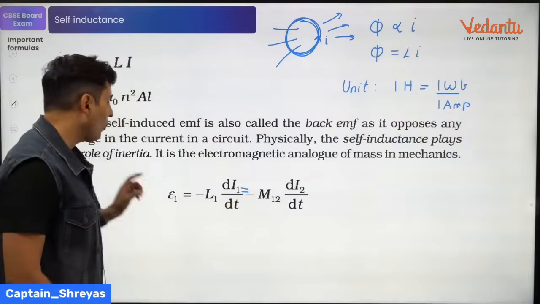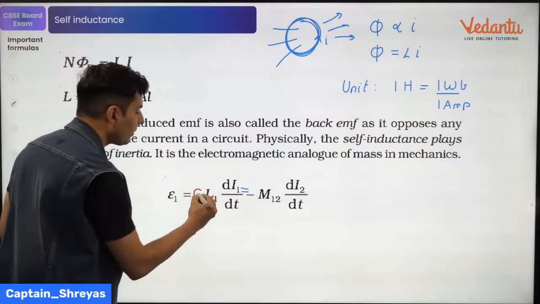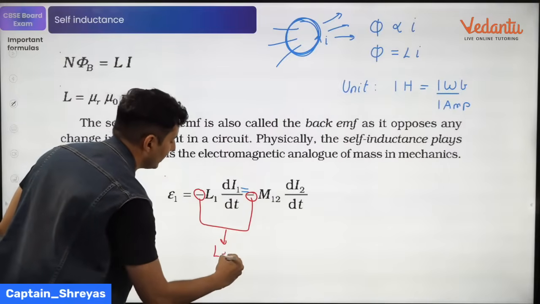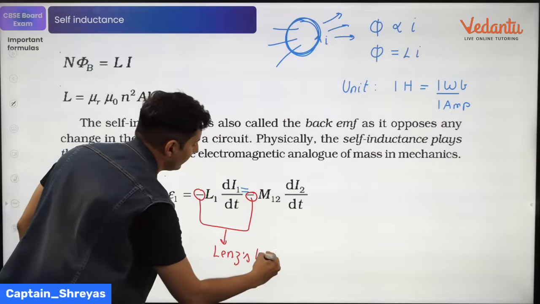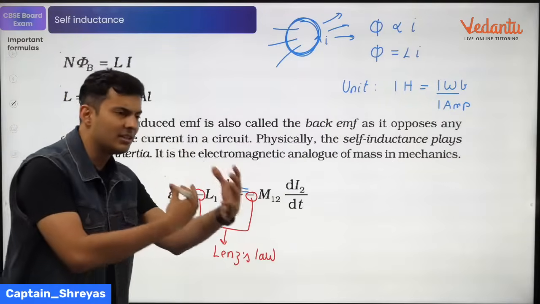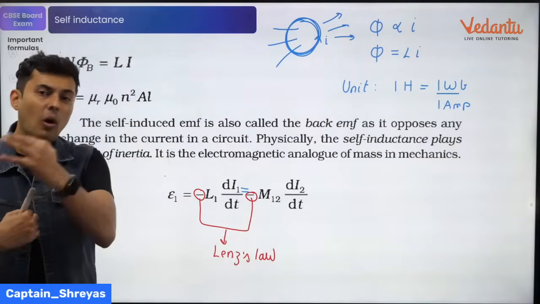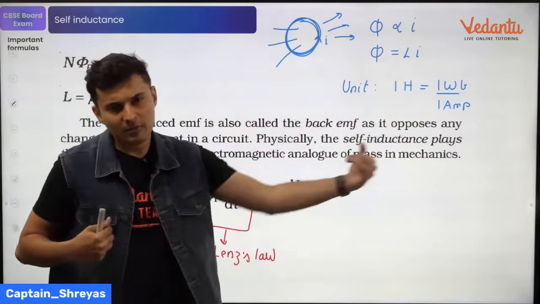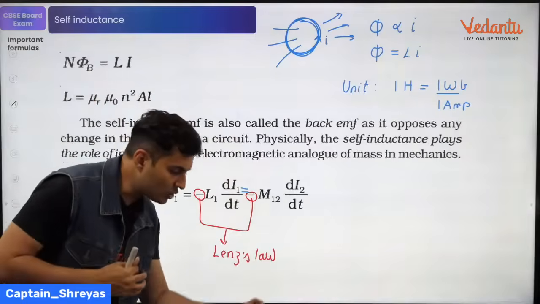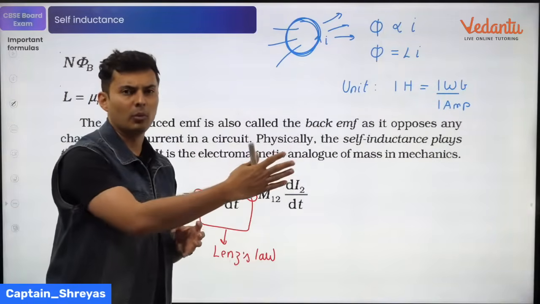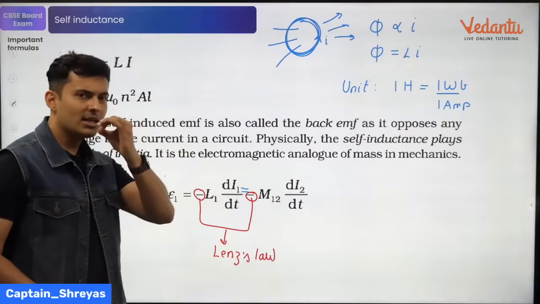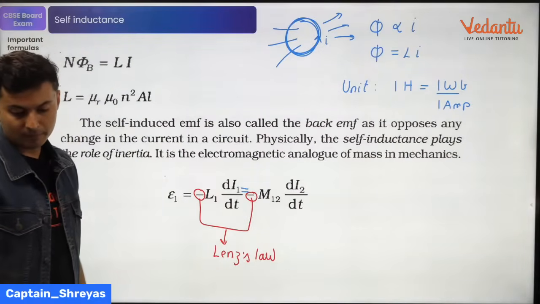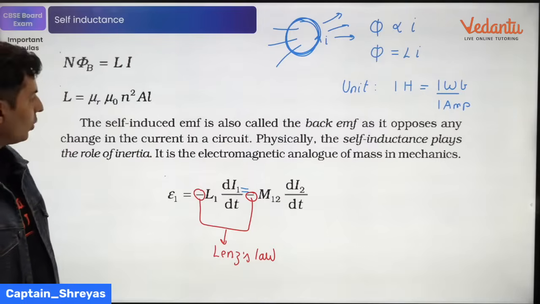Now you might be wondering why this negative sign is coming. This is because of Lenz's law, nothing else. Whatever change in the current occurs is always opposed by the induced EMF. If current tries to increase, the EMF will try to oppose it. If current tries to fall, the EMF will try to support it. That's the only reason why that negative sign is there. Keep this in mind. I hope this is clear. Understood? Very nice.